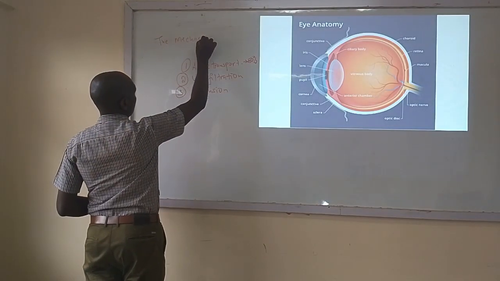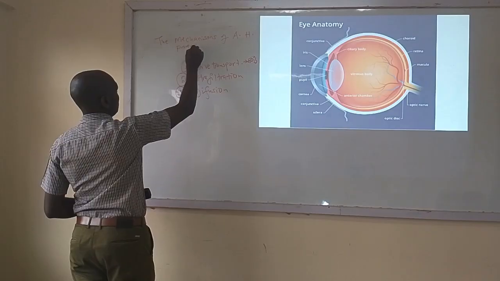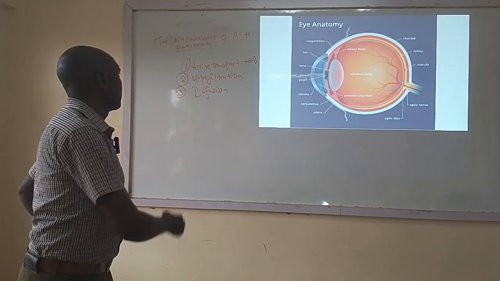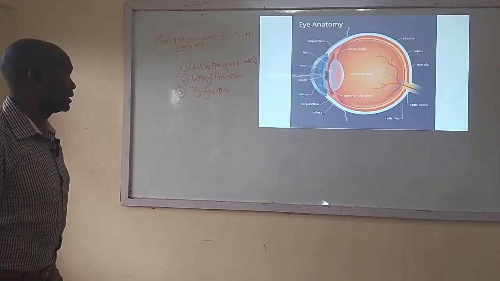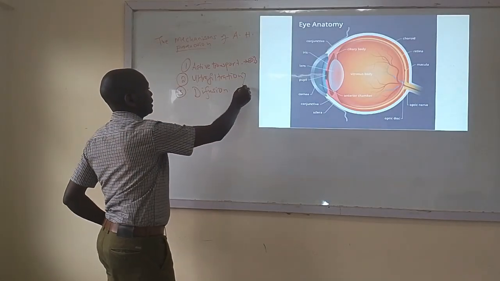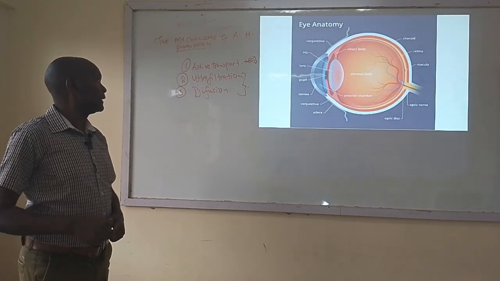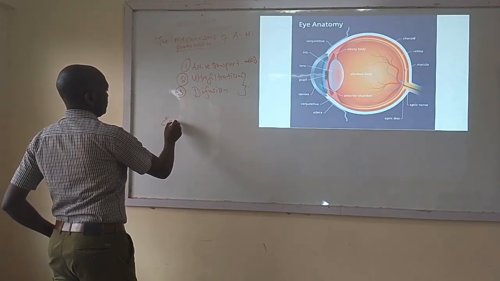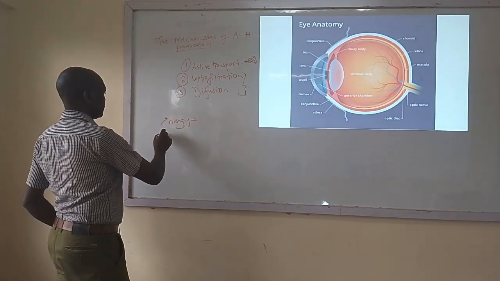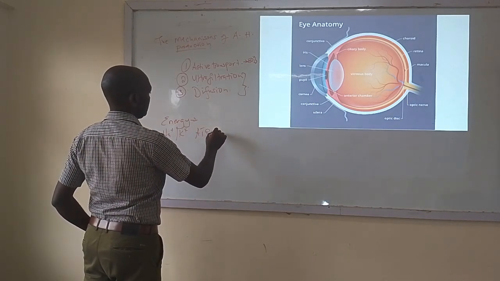So we have three mechanisms of aqueous humor production. We have active transport, which produces over 80%, actually around 80 to 95%. These other ones produce less than 10% of our aqueous humor. Active transport uses energy in that process, and it actually uses the sodium and potassium ATPase pump.